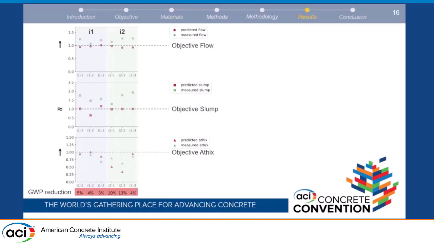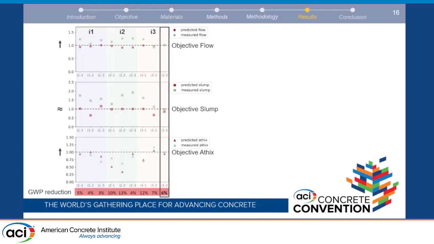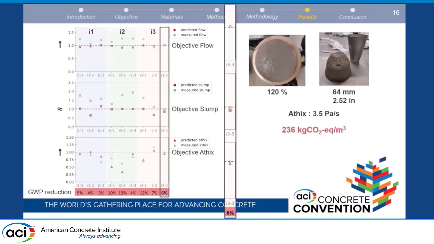For global warming potential, a reduction of up to 13%, but the errors are still high. And for the third iteration, so that's 9 additional mixtures, we observed that the algorithm proposes 2 mixtures that approximately satisfy the printability constraints. And from these 2 mixtures, we can select the last one that proposes a 6% global warming potential reduction while satisfying all the printability constraints.